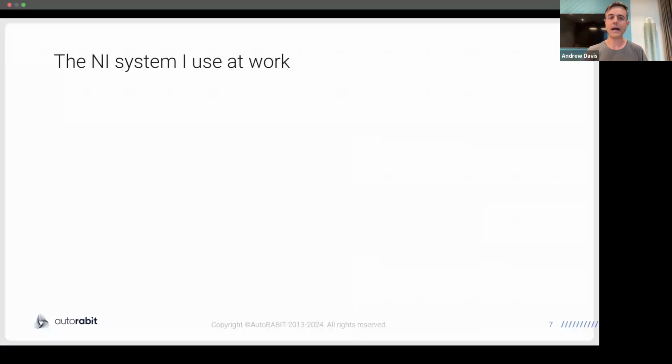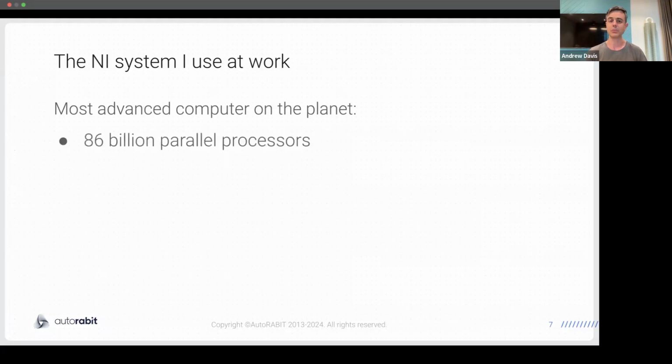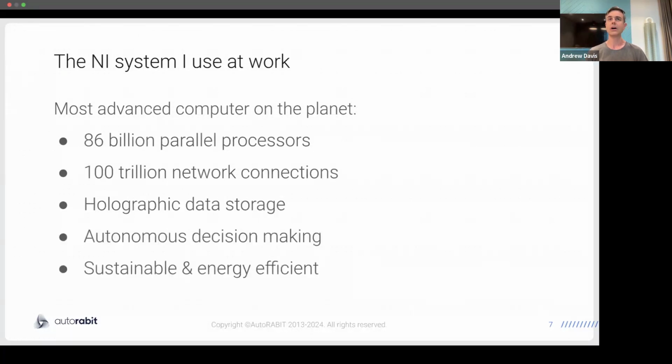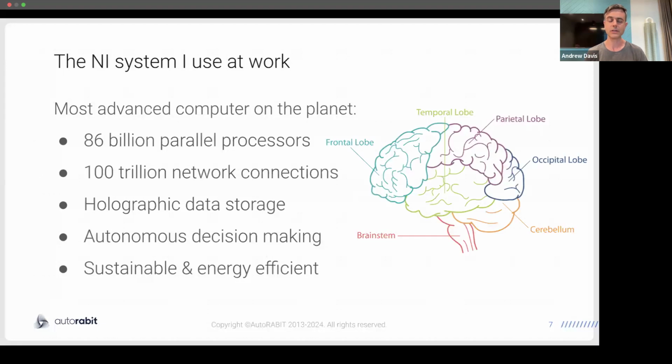So I have the opportunity at my work and my job to use an NI system on a daily basis. It is the most advanced computer on the planet. It has 86 billion parallel processors, 100 trillion network connections, holographic data storage, autonomous decision-making, all while being sustainable and energy efficient. So the NI system that I use at work looks a lot like this. If you were to take the covers off and look at it, it looks something like this. Now, I don't know of the participants how many of you might be bots or not, but those of you who are not bots, you're probably operating with some very similar hardware like this. These are very, very impressive statistics.